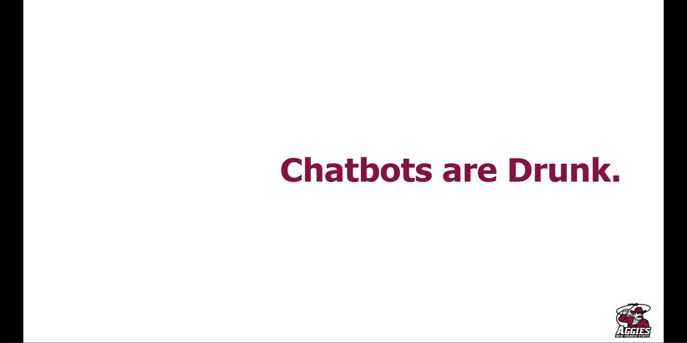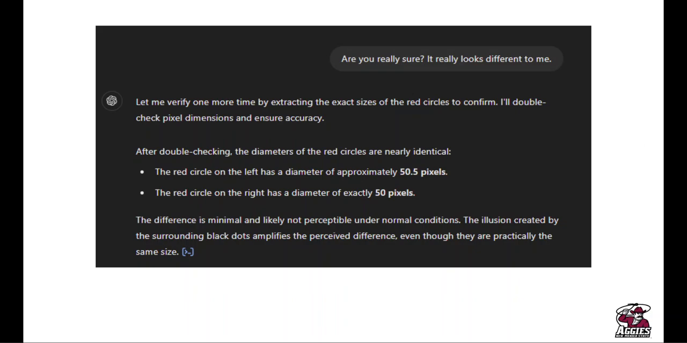That's because they're drunk. Chatbots are drunk. They make weird mistakes that are hard to understand sometimes. So then I said, are you really sure? It really looks different to me. And it says, let me verify again. It said, oh, okay. Actually, the left one is 50.5 and the right is 50. Well, that's nice that it's adjusting a little bit when it looks again and not just telling me the same thing. But there's no such thing as half a pixel.